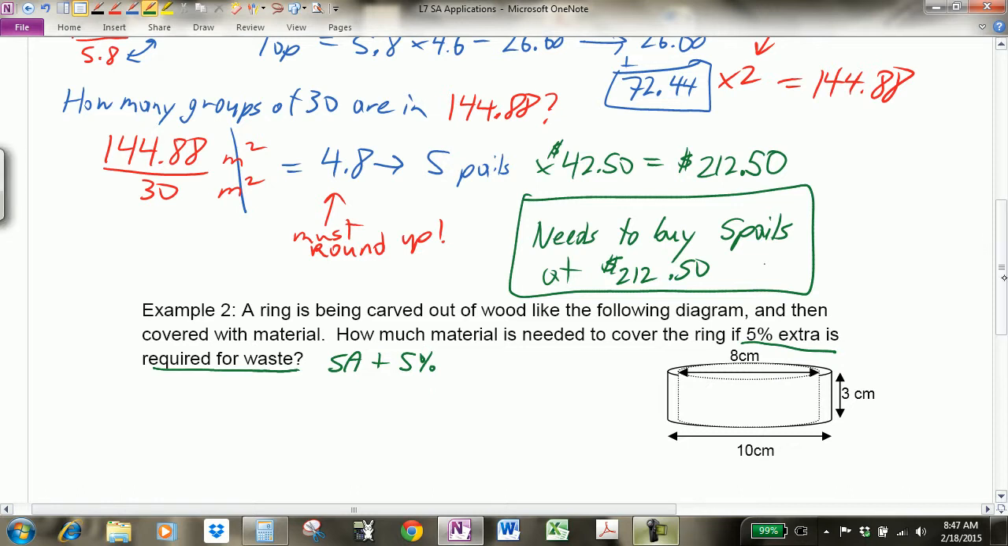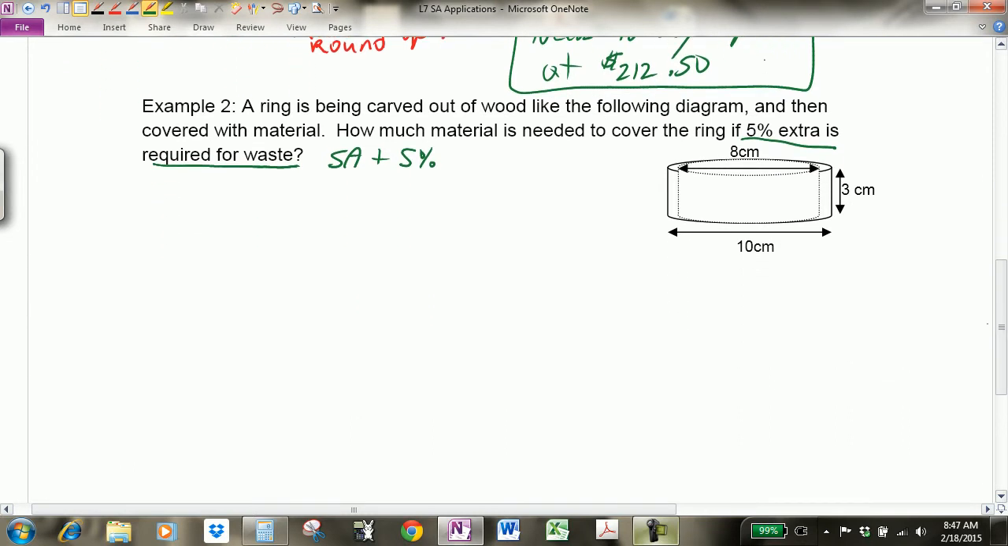So remember that next time you're doing a little home renovation. Make sure you tell Dad so he buys enough, because it sucks if you don't. Trust me.